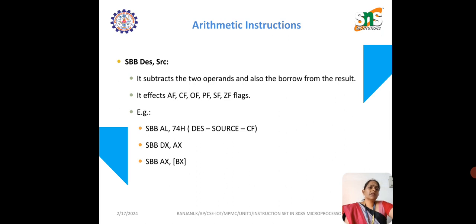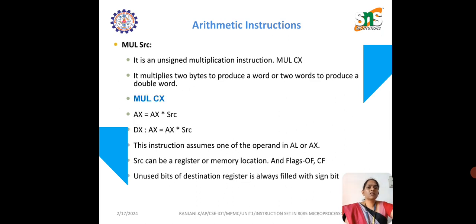The third example is SBB AX, BX. The BX represents the memory location of the stored number. The number stored in that location is subtracted from the number in AX. That is how it performs a subtraction operation.